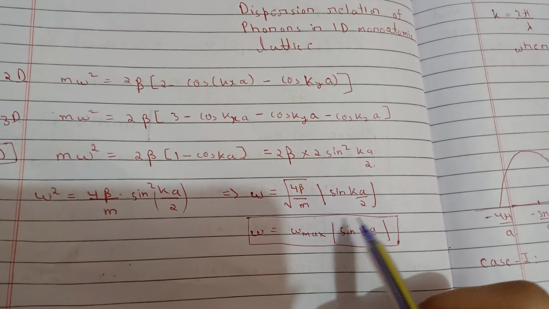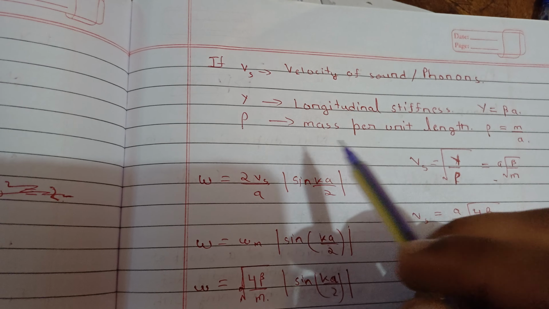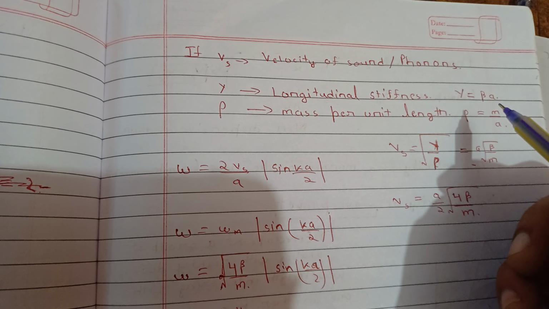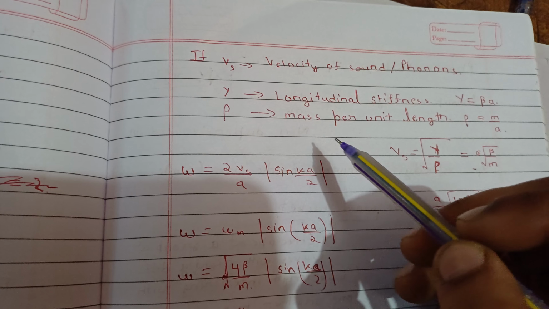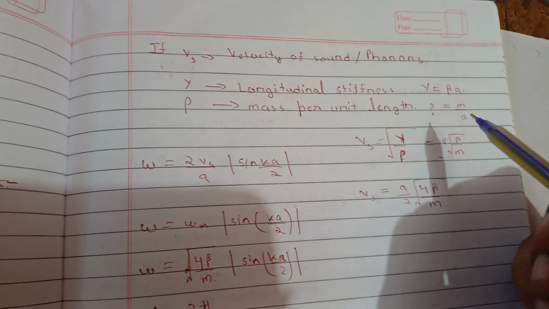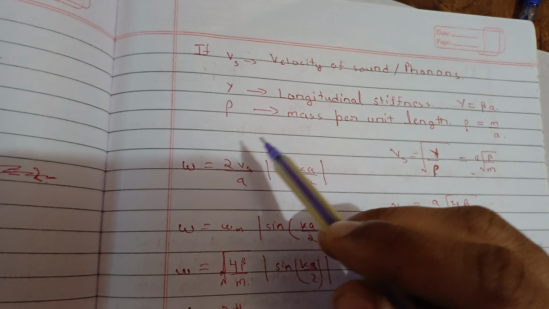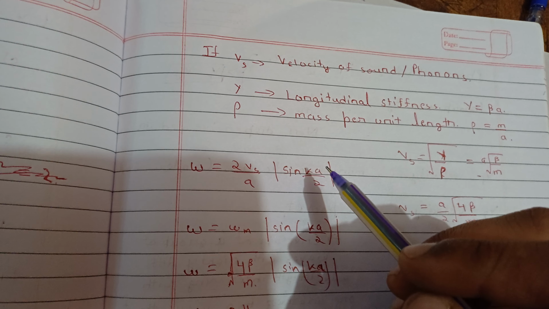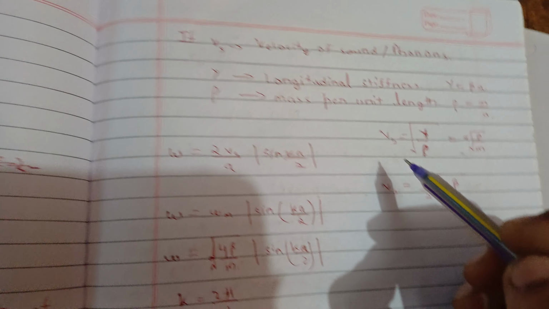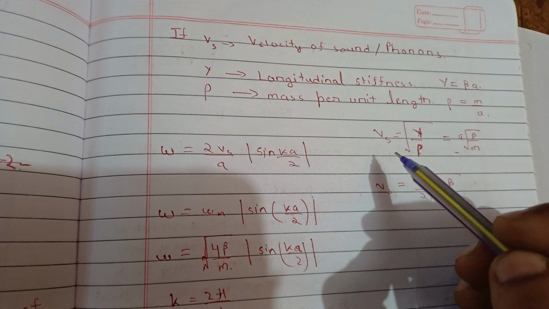Let's say Vs denotes the velocity of sound or the phonons, and Y is longitudinal stiffness, that is Y equal to beta a. Rho is nothing but mass per unit length, that is equal to m by a. Then we know how to define the velocity. How to define the velocity? That is Vs, velocity of sound, equal to root of Y by rho.